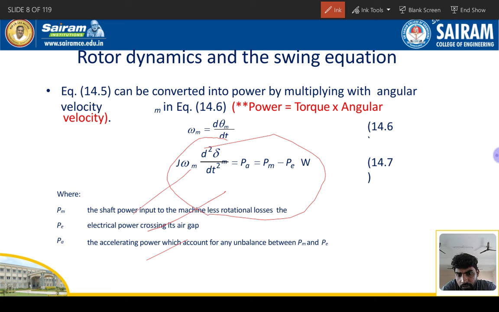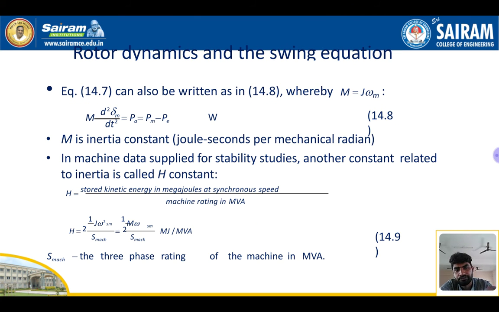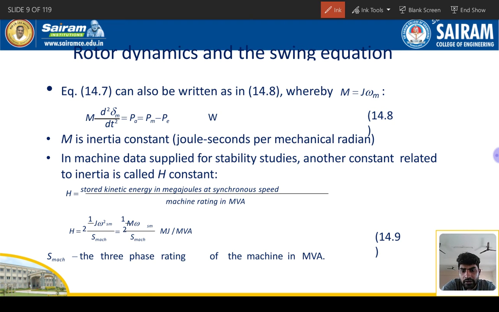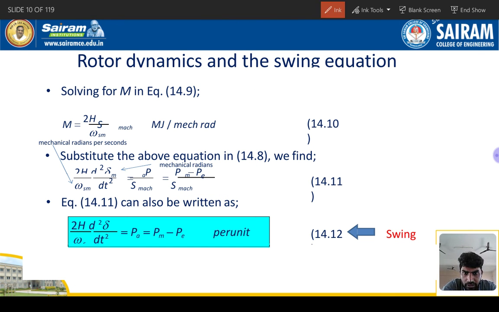Pm is the shaft output mechanical power less rotational losses. So losses they neglected, right? Because we need to achieve electrical power equal to mechanical power. Finally, we will get M d square delta m by dt square equals Pm minus P. Pm is the mechanical power, P is the electrical output. So finally, by using kinetic energy, H is equal to what? Stored kinetic energy in megajoules at synchronous speed divided by machine rating in MVA, right? And we have our rotor dynamics and swing equations. Finally, 2H d square delta by dt square is equal to Pm minus Pe, right?